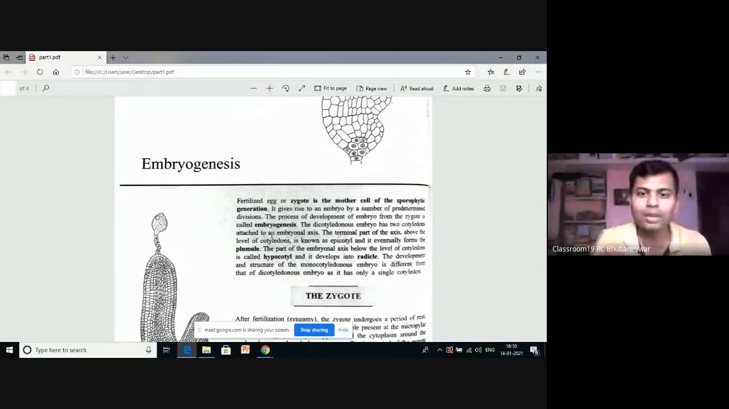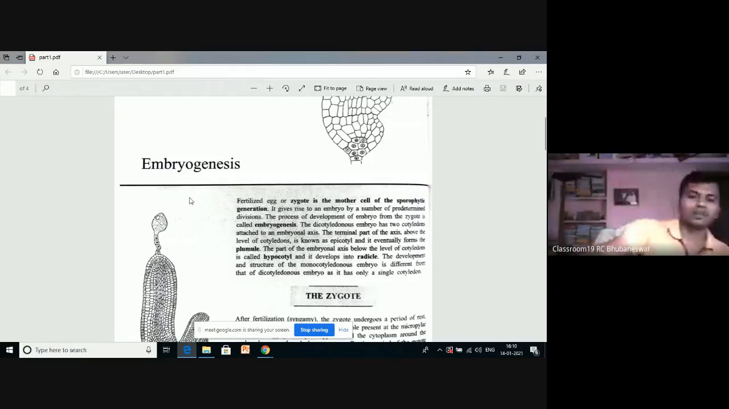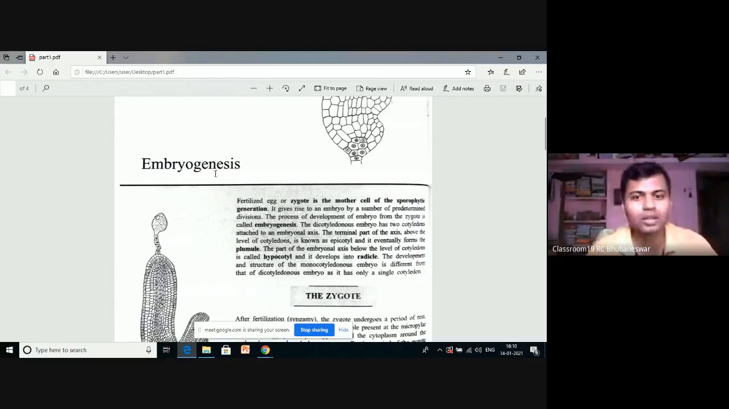But the embryo proper stores the food material in the cotyledons. The two parts you are eating are parts of the embryo, but the embryo stores food material in them. They are the storehouse of the embryo. The process of formation of embryo from the zygote, in the course of development, is known as embryogenesis.